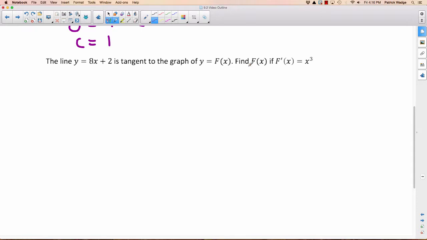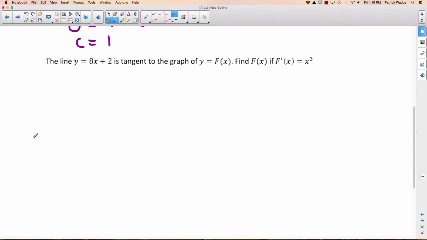Okay, this one is difficult to picture. The line y equals 8x plus 2 is tangent to the graph of y equals f of x. Find f of x if f prime of x equals x cubed. Oh boy. Okay, so we have this line y equals 8x plus 2.